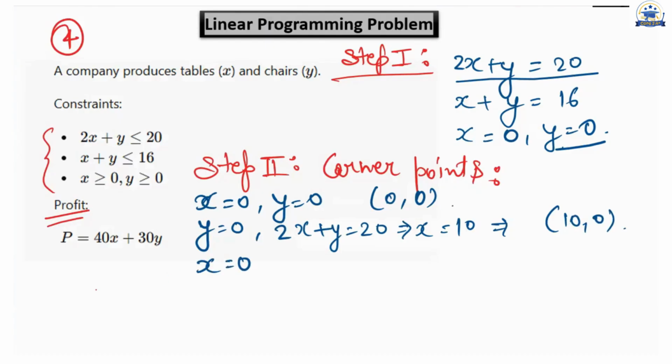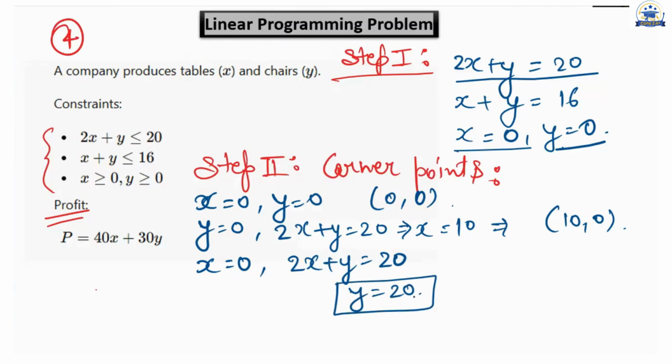If we take x equals 0, but see, why we cannot take x equals 0 with 2x plus y equals 20? Why? This is very important to understand. Let's put x equals 0. So y would be what? 20. We are getting y equals 20.